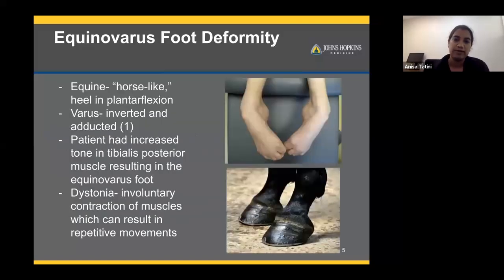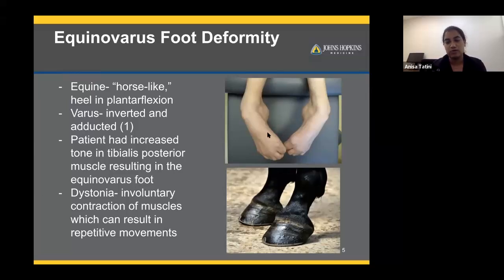So equinovarus, it can be broken down from its Latin roots. So equino comes from equine, meaning horse-like. And if you ever look at the hooves of a horse, the hoof is in plantar flexion, meaning that the heel is up, as you can see from the picture that I have down here. And then varus refers to inverted and adducted.